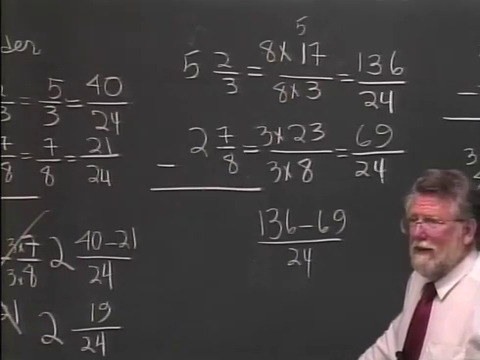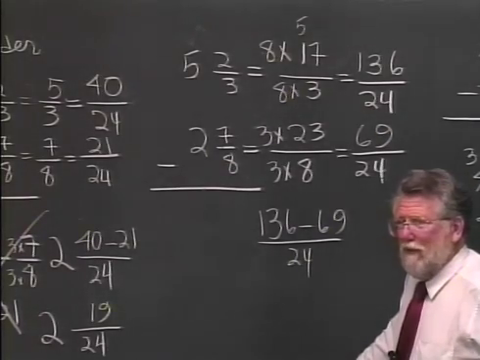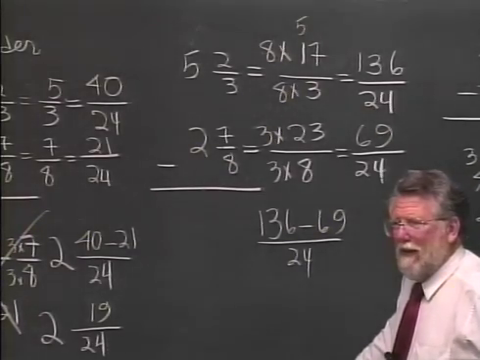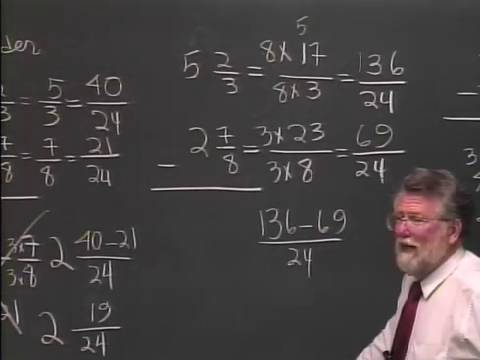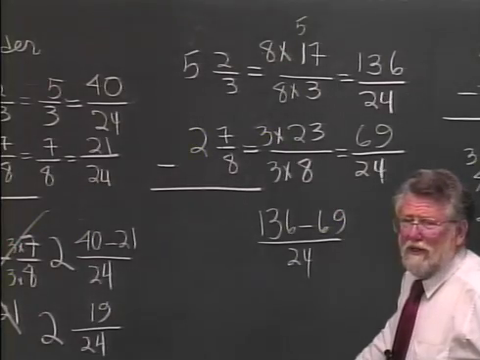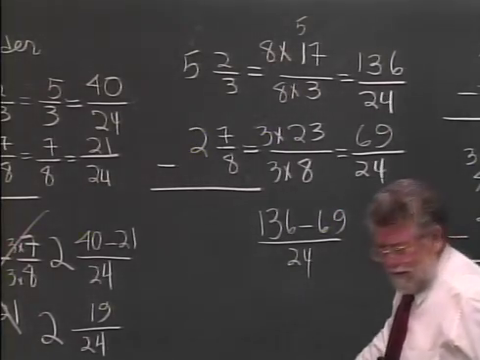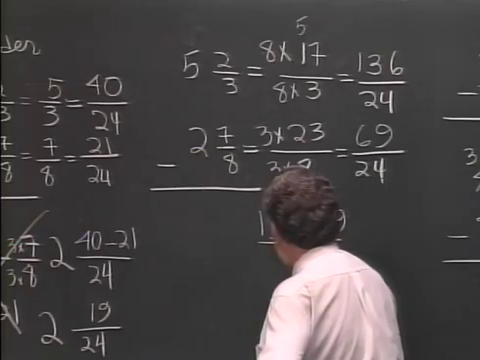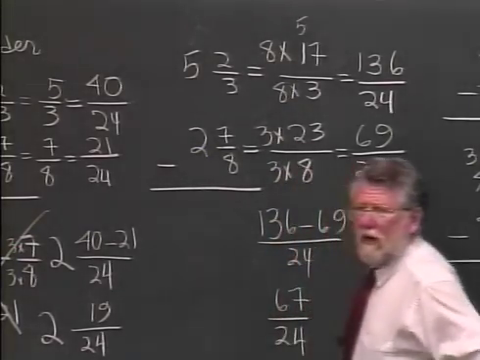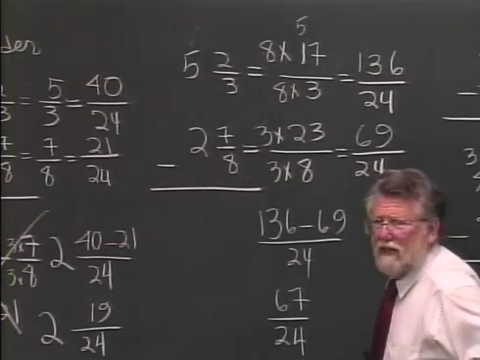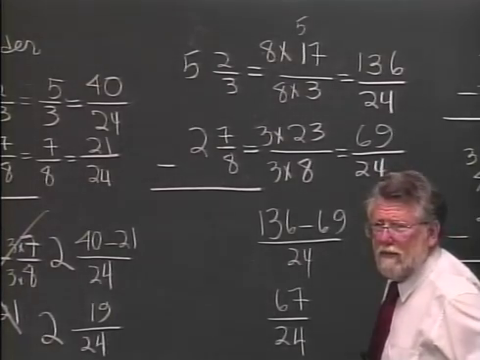Be careful. I've heard 2 different numbers. She's right. Okay, I hear several of you with a 67. So 67, my bad, over 24. Now, are you going to be inclined to leave that as 67 over 24?